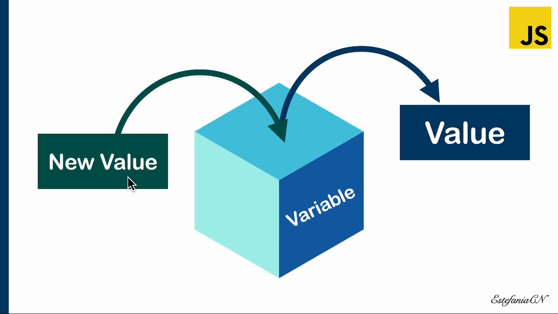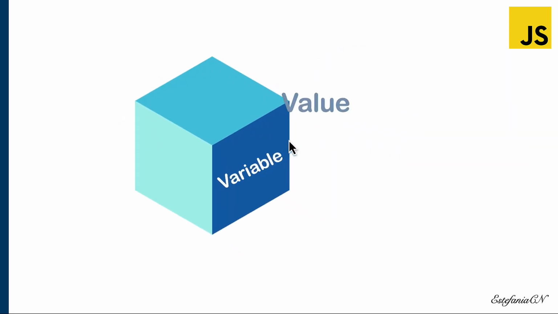You can also replace the value that is being stored inside that variable. So the value is not fixed. A variable can have a value at some point during the execution of the program, and then you can have a different value for the same variable. So that can be updated.